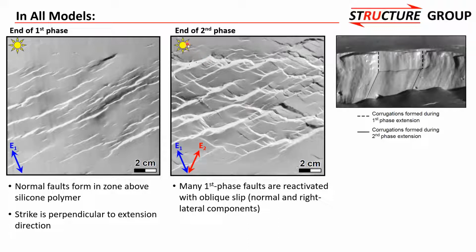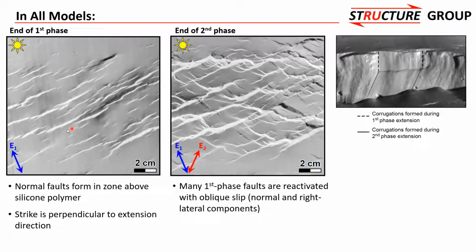Then the second photo is the end of the second phase of extension. And again, the light is in the same location. You can see most of the faults at least have some component of dip up to the top left. There are some that are closer to the bottom left, and that's why, for example, this fault plane appears dark. And one of the first observations we can make at the end of the second phase of this model is that many of these first phase faults are reactivated with oblique slip.